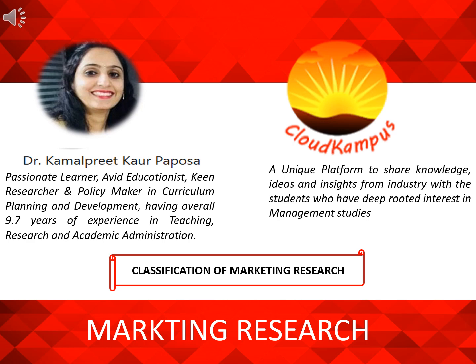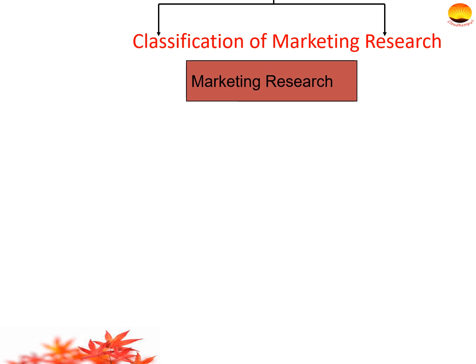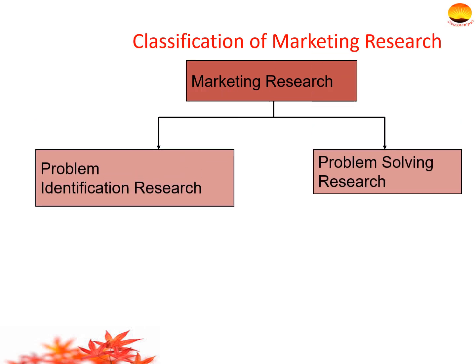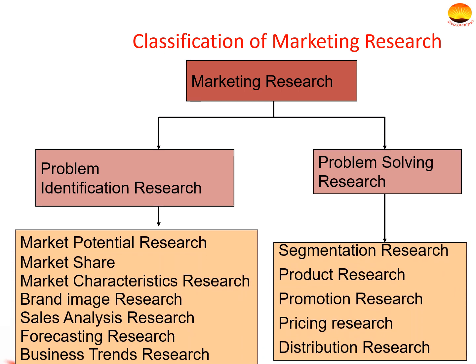In the previous lecture we have seen classification of marketing research, in which we have covered problem identification research. Classification of marketing research includes problem identification research and problem solving research. Problem identification research was discussed in the last lecture. In this lecture, we'll be discussing problem solving research.